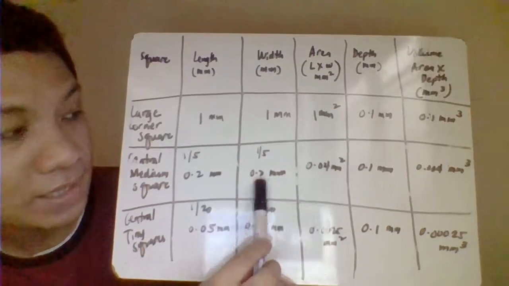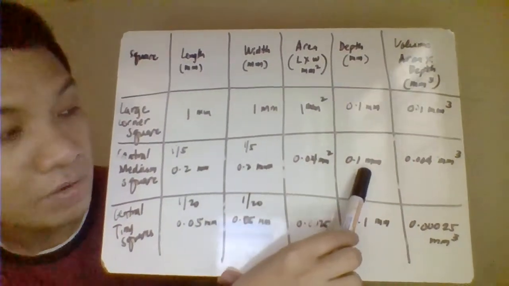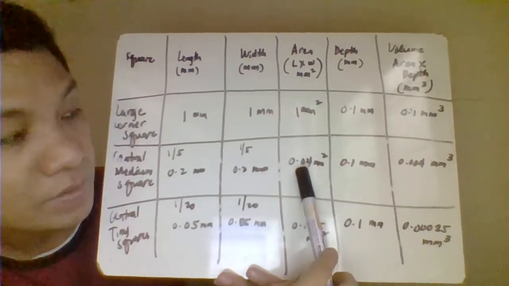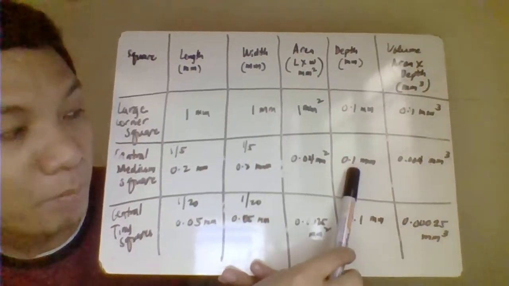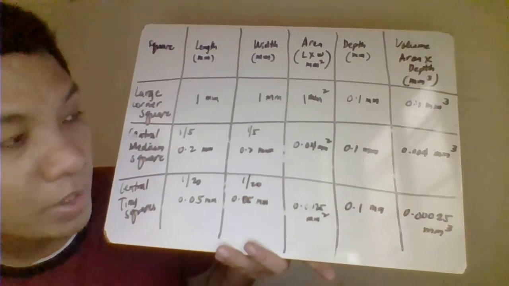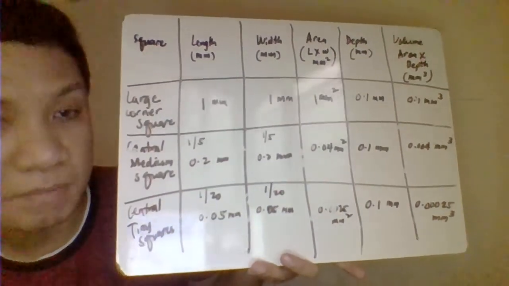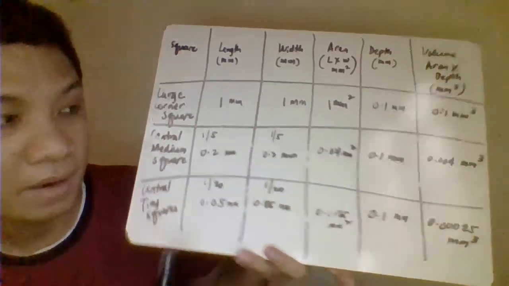Okay, so ang area natin, that's your 0.04 millimeter squared. Ang depth natin ulit is 0.1 millimeter. Para ma-obtain ng volume, so that's your 0.04 millimeter squared multiplied by 0.1 millimeter, that gives you 0.004 cubic millimeter. Now we have here your central tiny square.